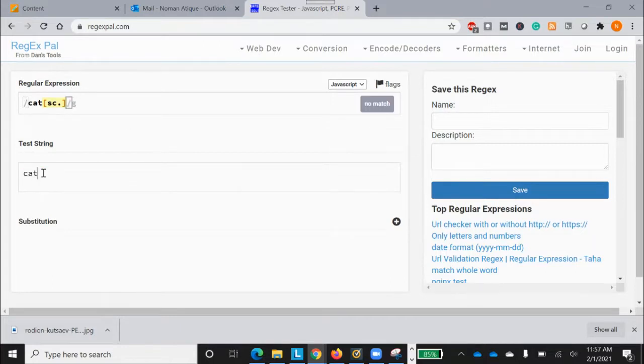What does that mean? A cat will be recognized with S and C, right? And anything at all? If I write A, no. Why? Because I presented this dot inside the square brackets. That means it will be recognized only with a dot, S or C. I hope everyone understands that.